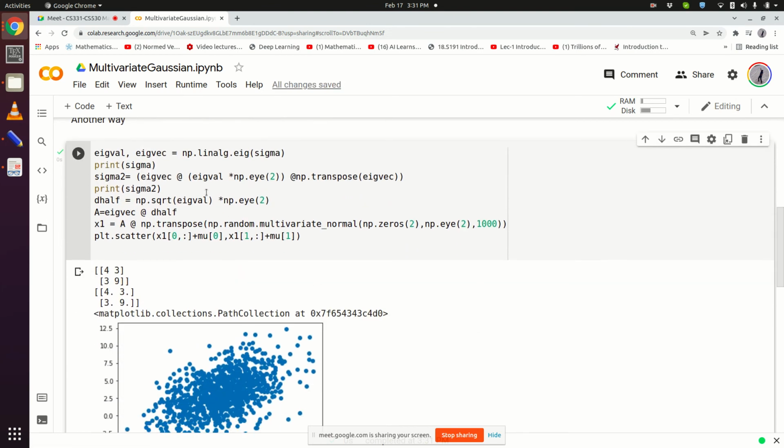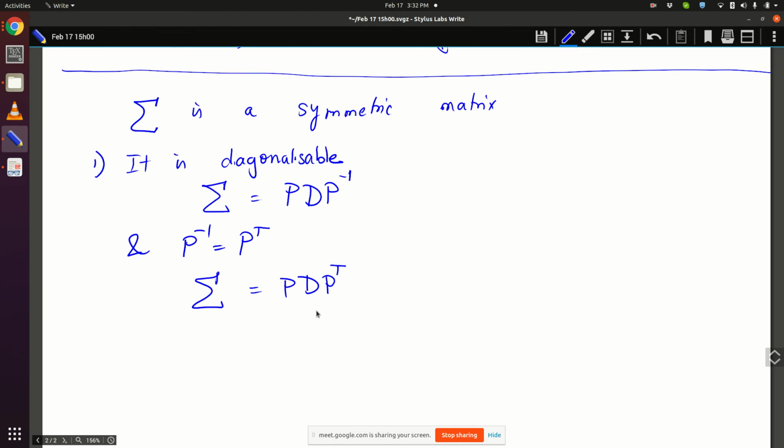Can you all see this? I have reconstructed sigma by doing PDP transpose. The eigenvector is the matrix of all the eigenvectors, and the transpose is P transpose. The inner one holds the diagonal entries, which are written along the diagonal. I am not sure if people are following this discussion. Yes, sir, it is clear. Okay, so we have sigma equal to PDP transpose.